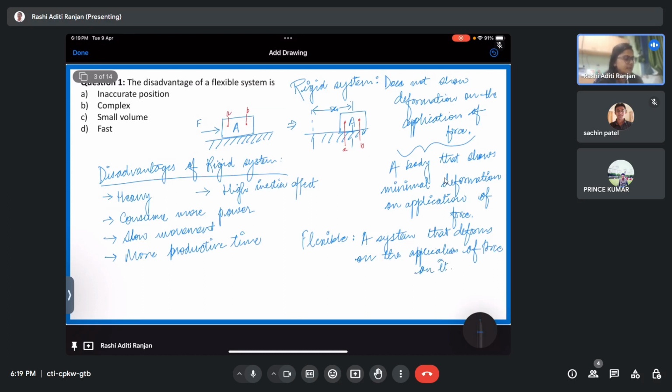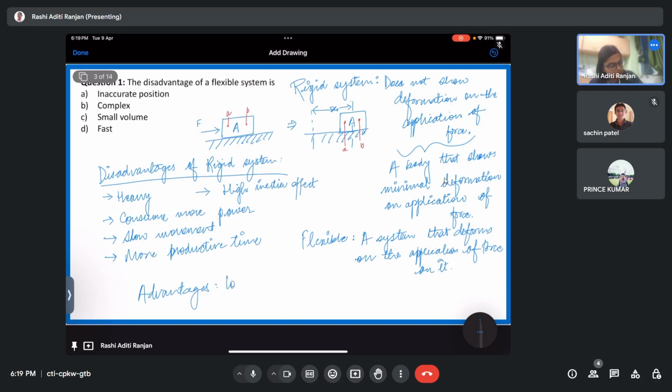Now, what are the advantages of a flexible system? What do you think? Definitely, the opposite of the disadvantages of a rigid system is going to be our advantage, right? But first, let us discuss the advantages, then we'll go to the disadvantages. Definitely, everything has its disadvantages as well. So I'll write about the advantages.